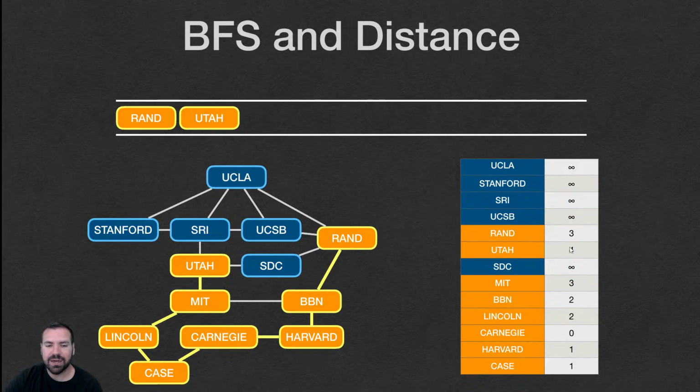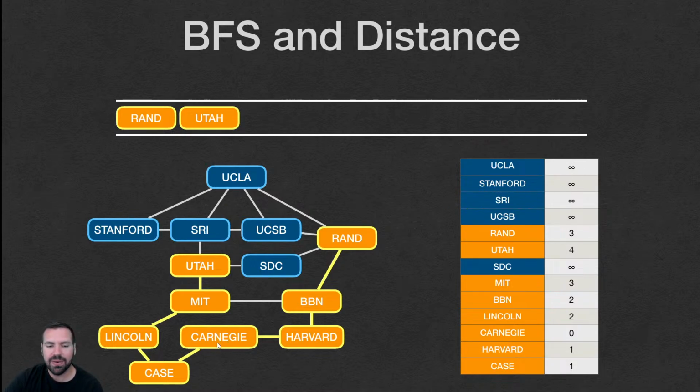And breadth first search guarantees that that will be the actual distance. For example, if Utah did have a shorter distance, if Utah had distance 3, the algorithm would have found Utah before MIT was ever dequeued. So the queue is what's keeping track of the order to make sure that when we discover a node, we actually did discover it via a shortest path.